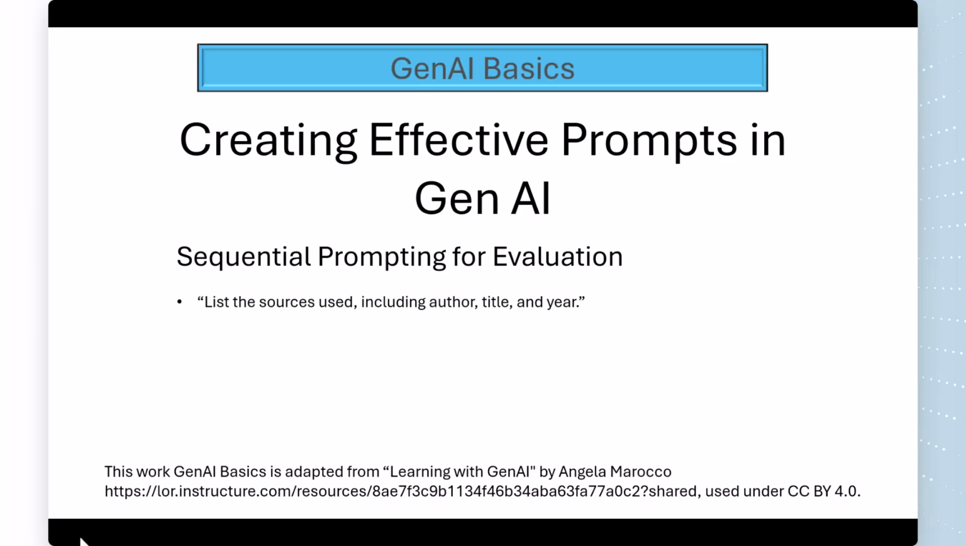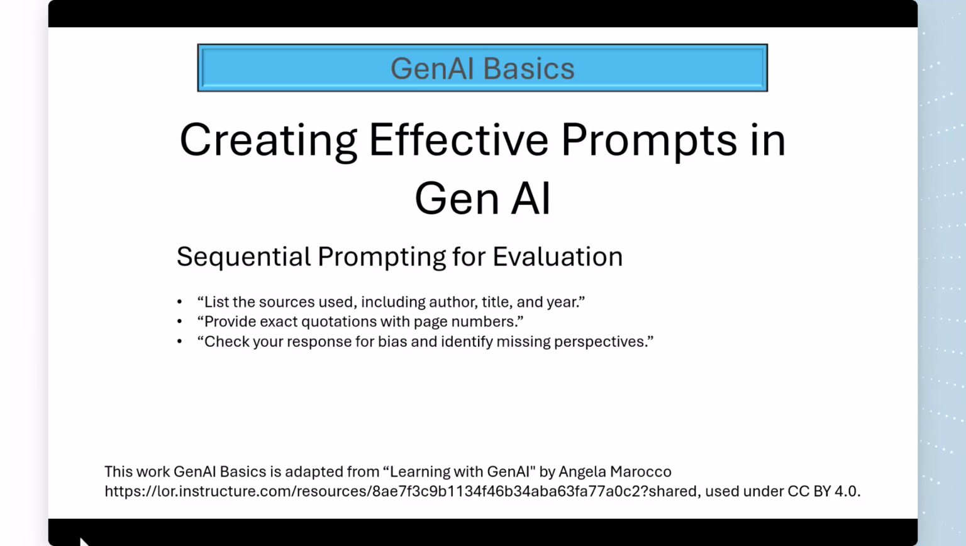For example, list the sources used, including author, title, and year, or provide exact quotations with page numbers, or check the response for bias and identify missing perspectives. You'll still need to verify that the sources actually exist and are not hallucinations. Evaluation is an essential step in the process, so you shouldn't use GenAI content without checking the credibility.